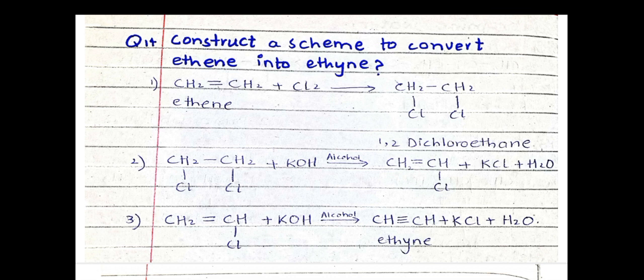And this chloroethene reacts with KOH and converts into ethine plus KCl plus water, and this is again the preparation of alkyne by dehydrohalogenation.